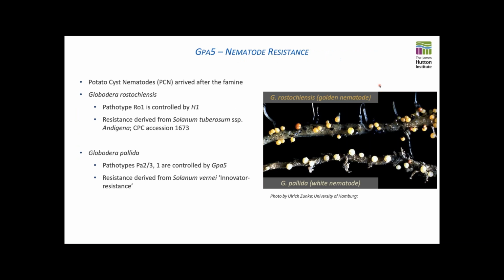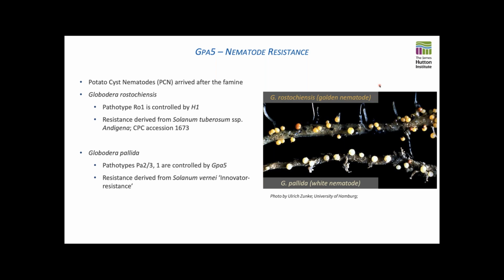So we applied this to look for nematode resistances, and that's something where the Scottish government is actually very keen to identify at least markers for these resistances. And to identify markers, we have to get an idea which genes could be underpinning these resistances. So in terms of potato nematodes, we have two different species. We have Globodera rostochiensis and we have Globodera pallida. Rostochiensis is known as the golden nematode and pallida is known as the white nematode.